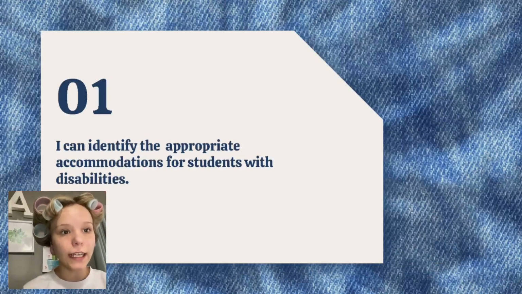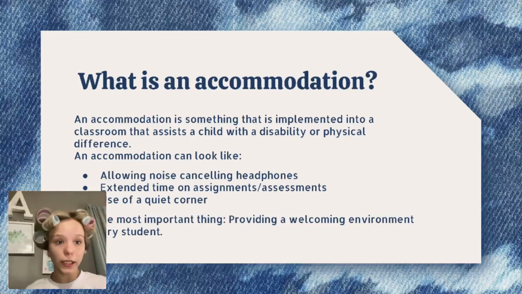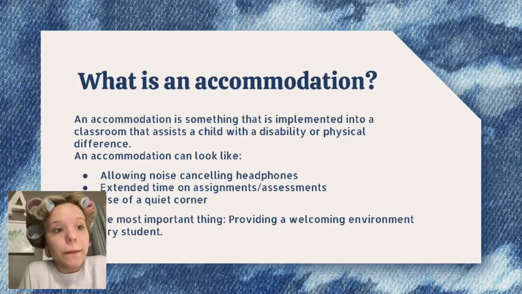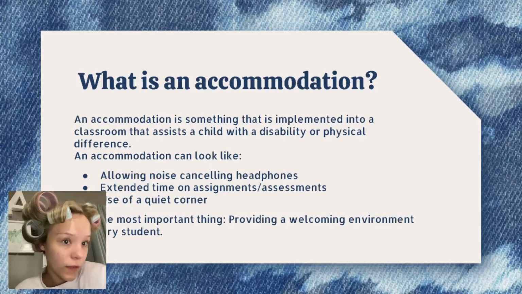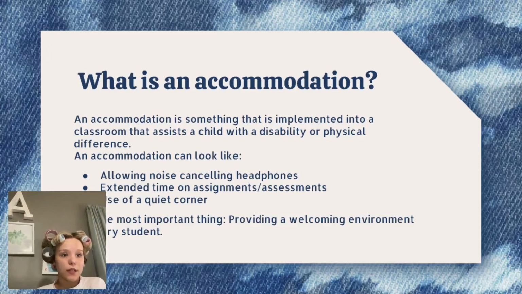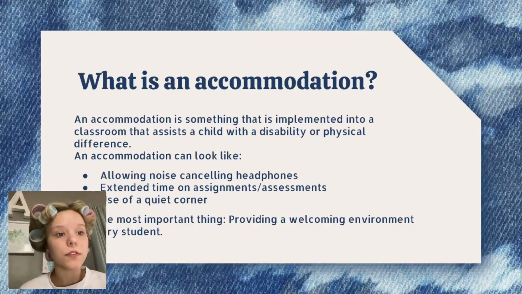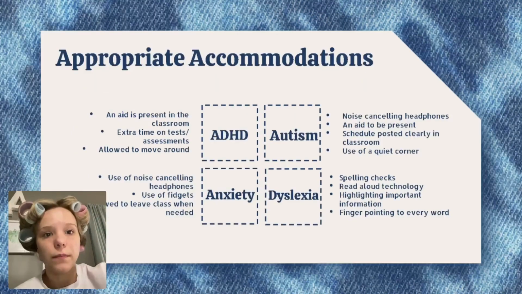Number 1, I can identify the appropriate accommodations for students with disabilities. So, what is an accommodation anyway? An accommodation is something that is implemented into a classroom that assists a child with a disability or a physical difference. An accommodation can look like allowing noise-canceling headphones, extended time on assignments and assessments, and use of a quiet corner. But most importantly, it's about providing a welcome environment for every student.